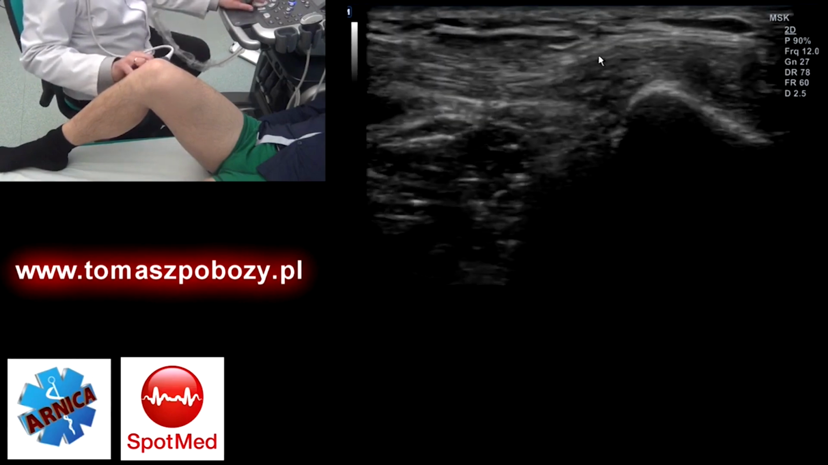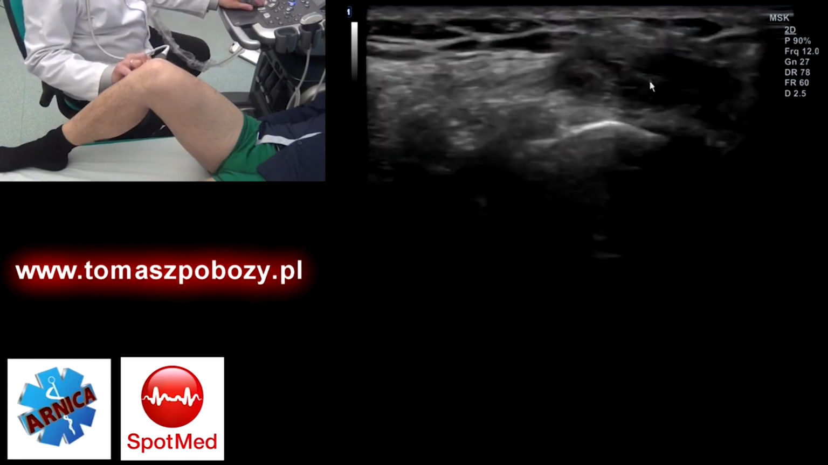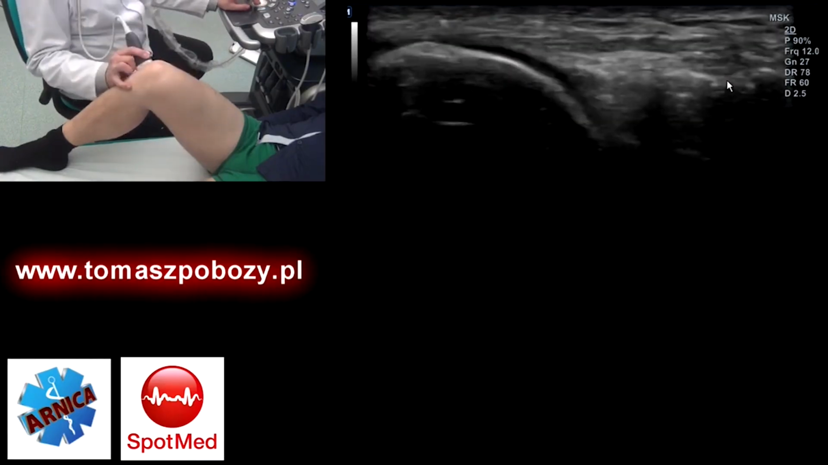Rotating the probe allows us to visualize the biceps femoris tendon in longitudinal view. It's best seen with the patient prone, examined from posterior.